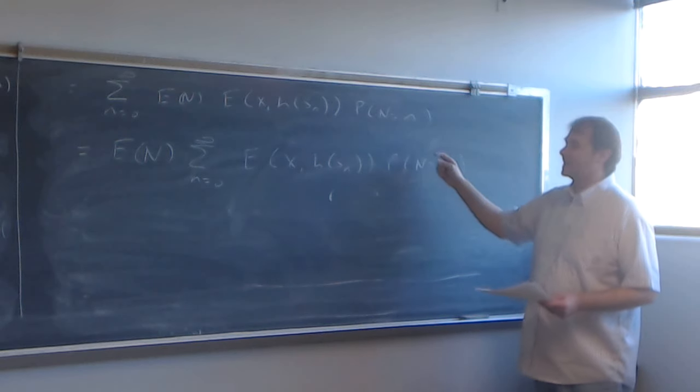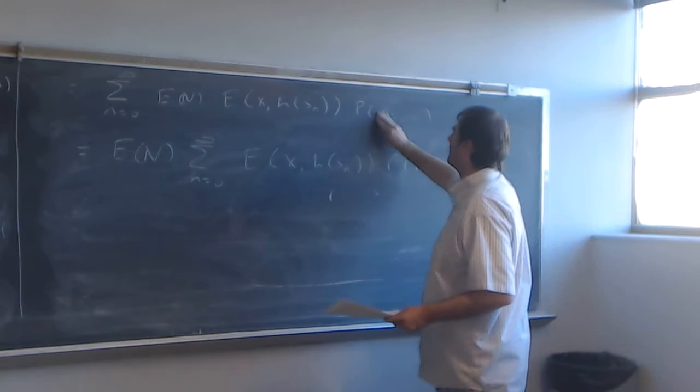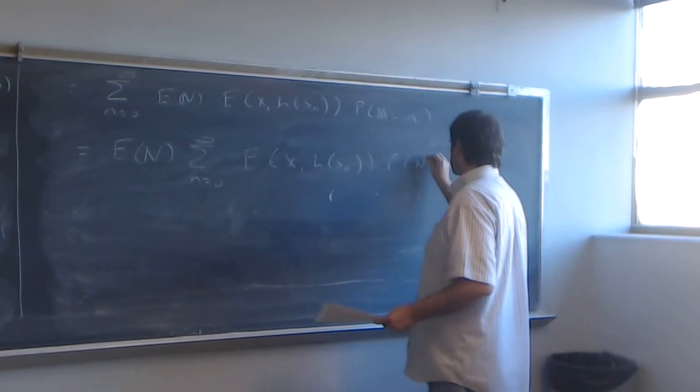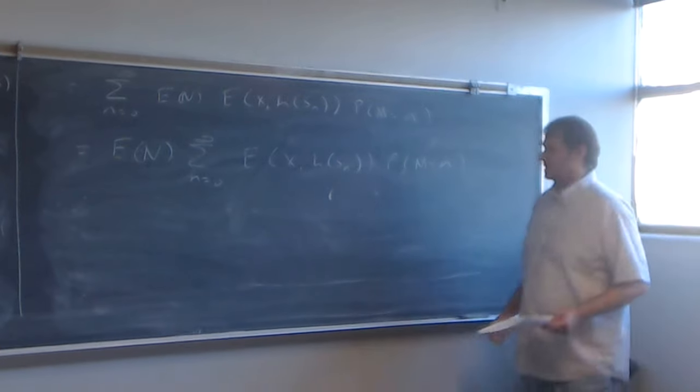I'm sorry, it shouldn't be N equals n. It should be M equals n. So this is M equals n. That's what this is.